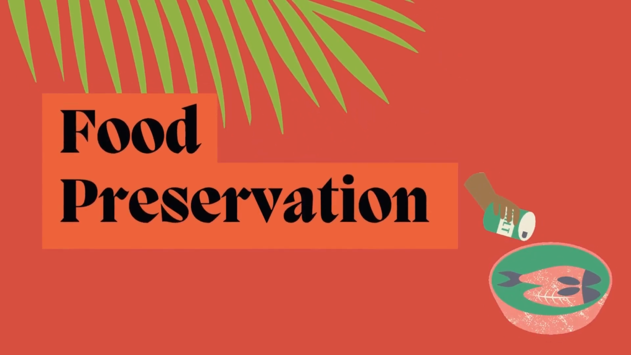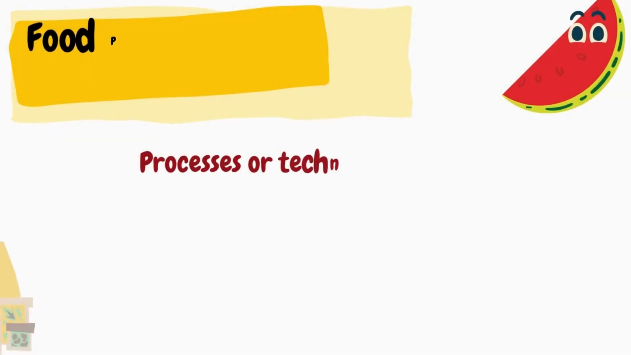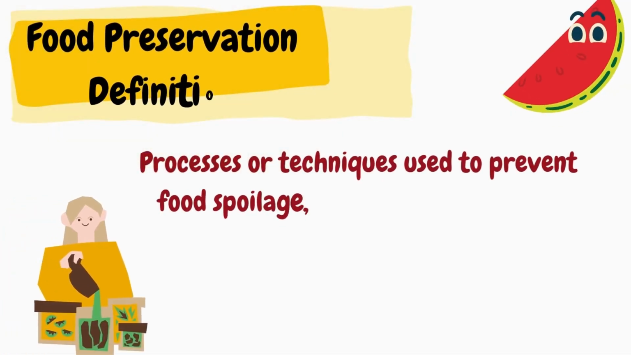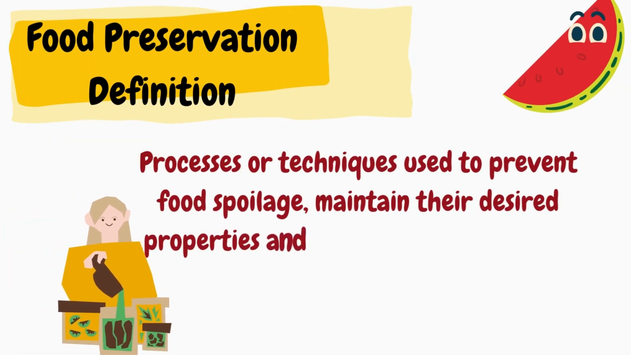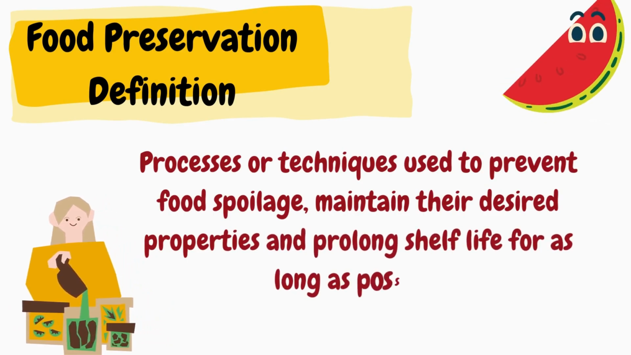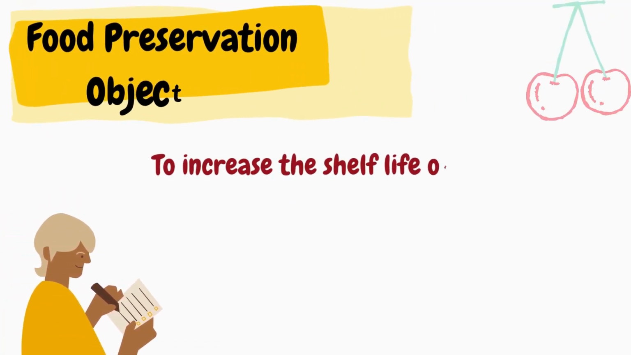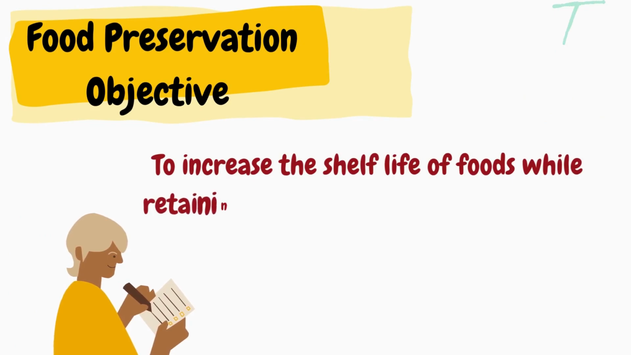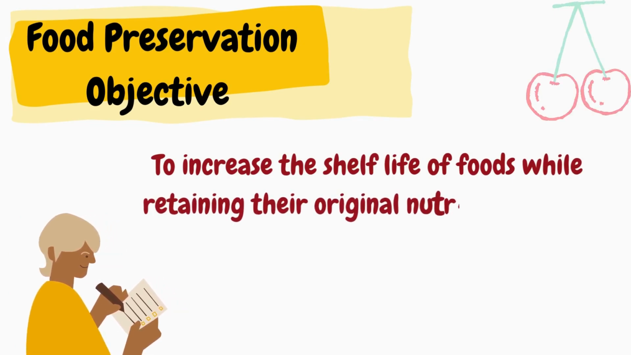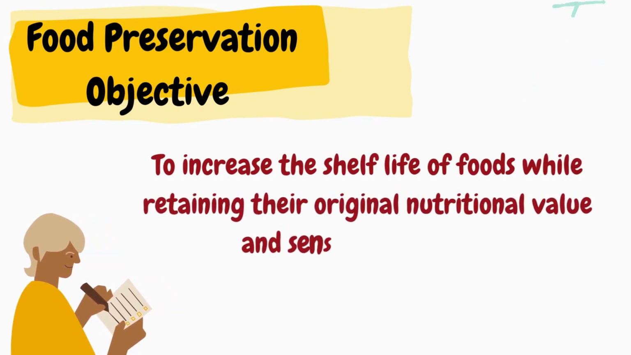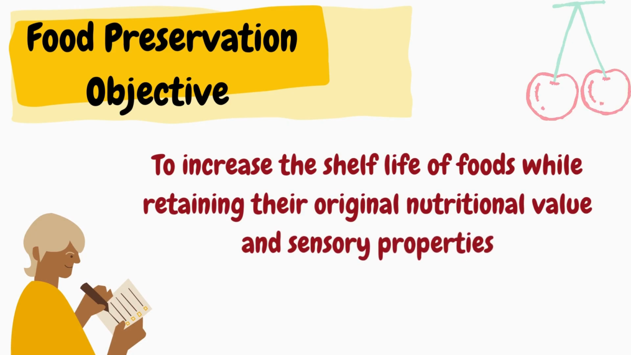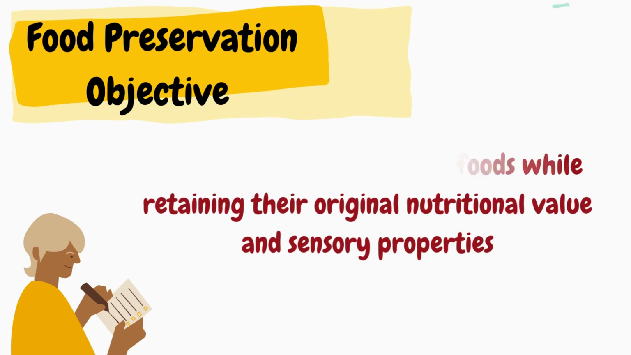We can define food preservation as processes or techniques used to prevent food spoilage, maintain their desired properties and prolong shelf life for as long as possible. The ultimate objective of food preservation is to increase the shelf life of foods while retaining their original nutritional value and sensory properties. That means just enhancing the shelf life of food is not enough. We have to retain the original quality of the product through this preservation process.